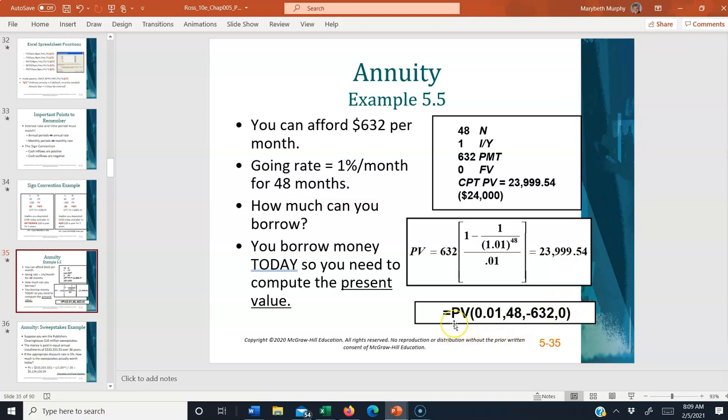And then using Excel, you would use the present value function: 0.01, 48 minus 6. This is the interest rate, number of periods, and the payment, and it's going to come back and give you the present value of about 24,000.